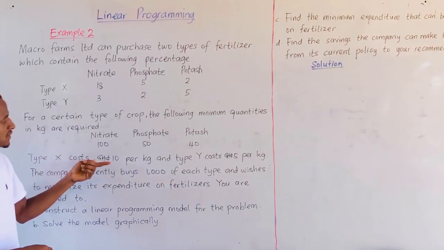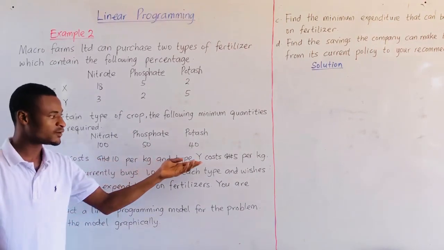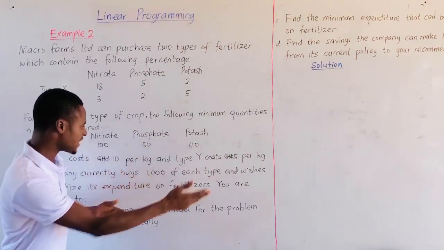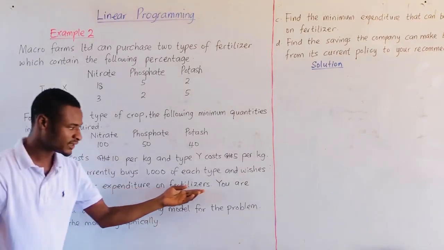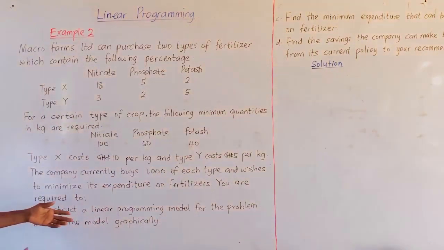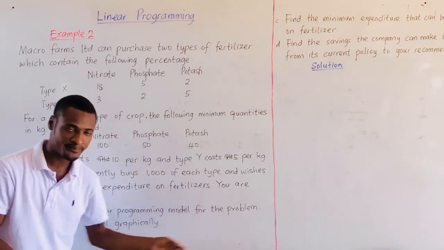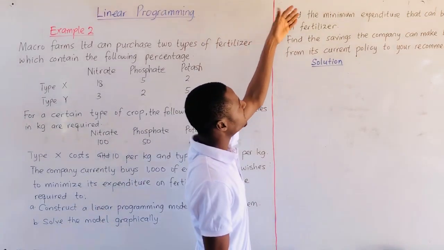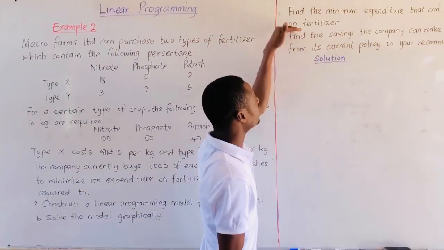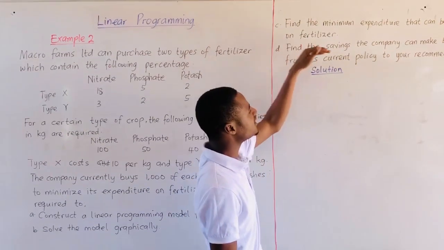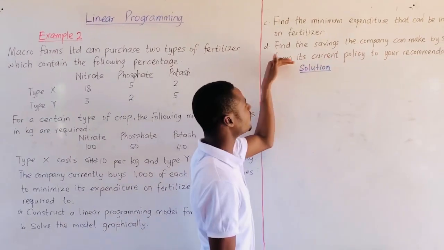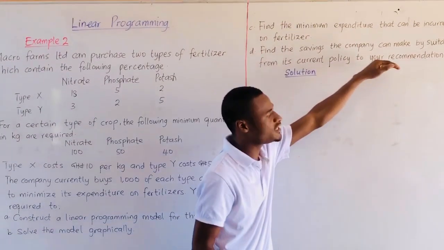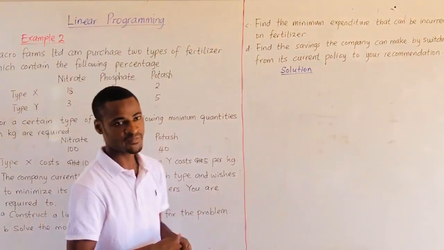Type X costs 10 Ghana cedis per kilogram and Y costs 5 Ghana cedis per kilogram. The company currently buys 1,000 of each type and wishes to minimize its expenditure on fertilizers. You are required to construct a linear programming model for the problem, solve the model graphically, and then find the minimum expenditure that can be incurred on fertilizer, and find the savings the company can make by switching from its current policy of buying 1,000 of each type to your recommendation from the linear programming model.